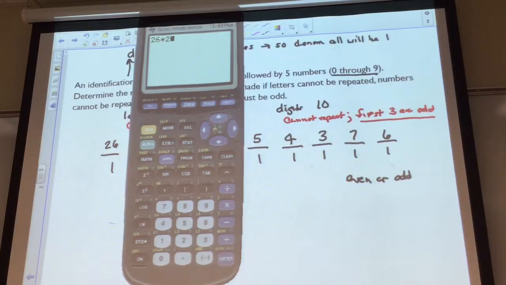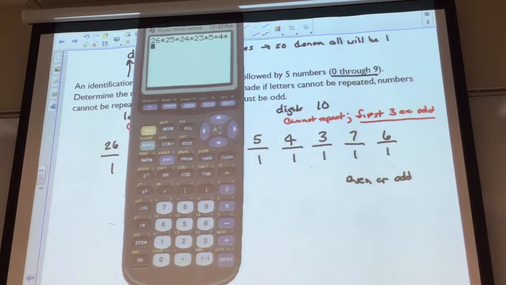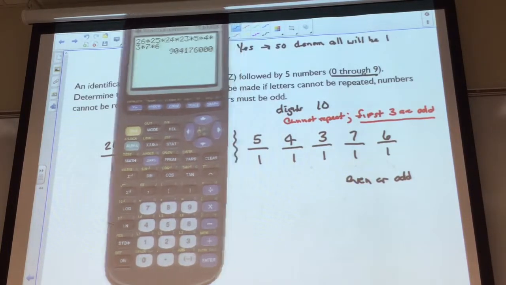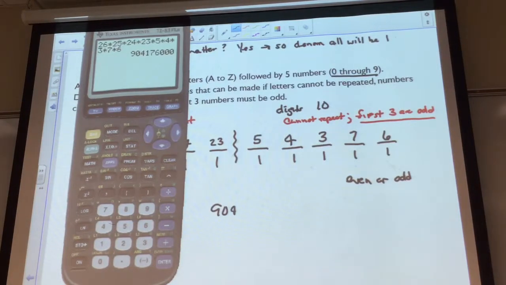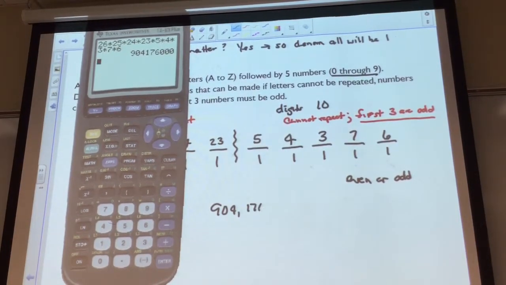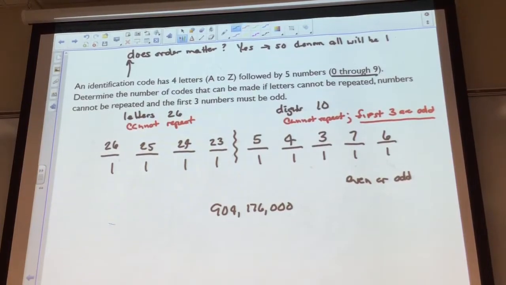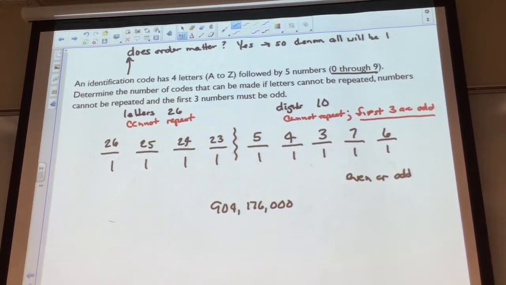So we got 26, 25, 24, 23, 5, 4, 3, 7, and 6. 1, 2, 3, 4. Okay, so I think I typed it in wrong, right? Okay. So we have 904,176,000 possible identification codes that we can get. Commas are optional. If you put commas in, they got to be in the right place, however.